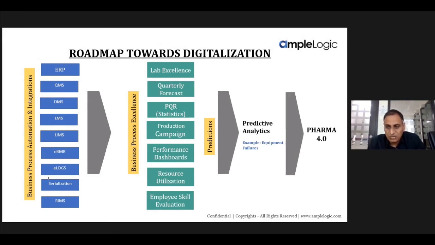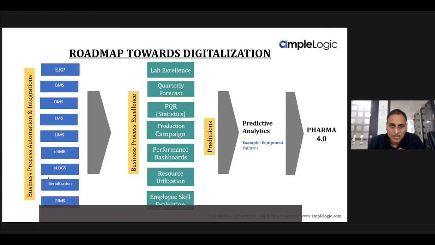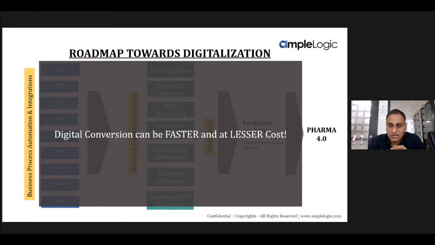To give you some clarity on this: when you talk about business process management and applications, they are all going to be GMP, and you are standardizing your process using your automated solutions. But the business process excellence solutions are a completely different thing. These solutions are required to be completely changed based on real-time data. That's where these systems have to be dynamic. Then digital conversion can be faster and at a lesser cost.